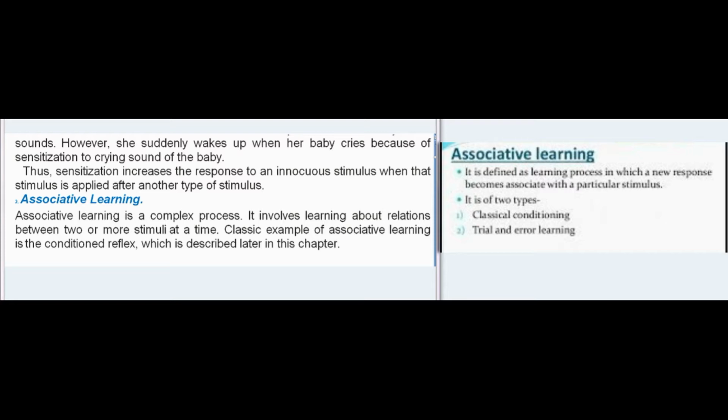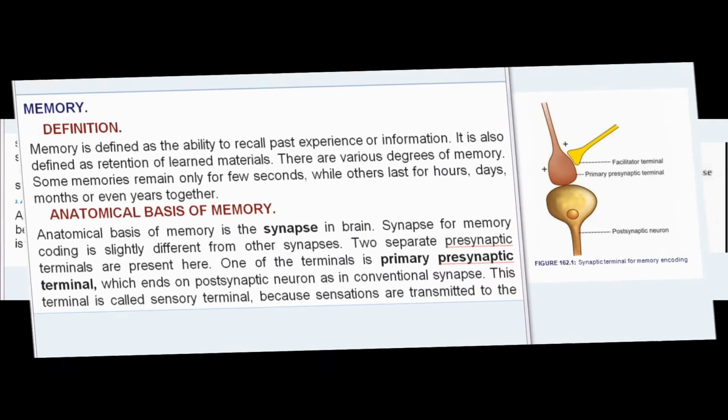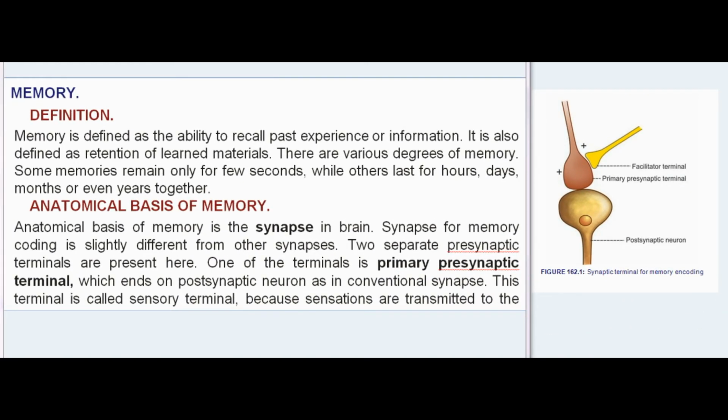Associative learning. Associative learning is a complex process. It involves learning about relations between two or more stimuli at a time. Classic example of associative learning is the conditioned reflex, which is described later in this chapter. Memory. Definition: Memory is defined as the ability to recall past experience or information. It is also defined as retention of learned materials.